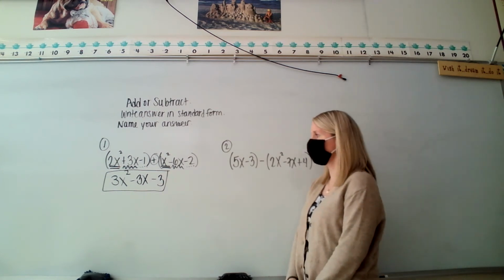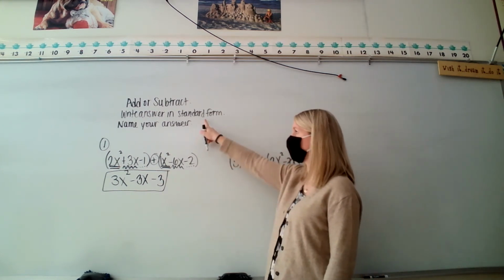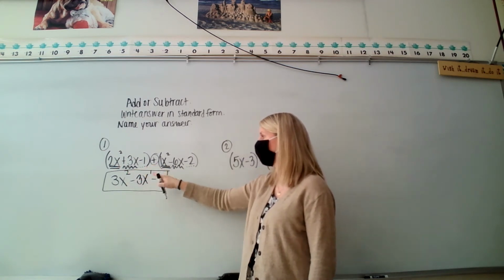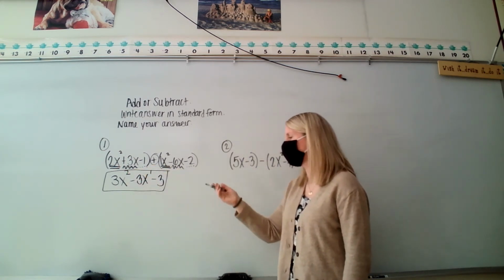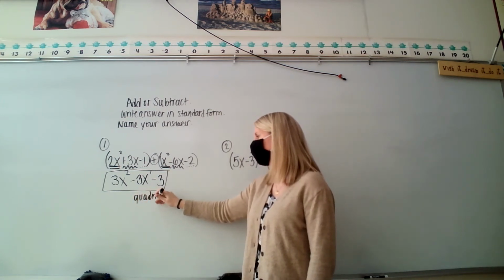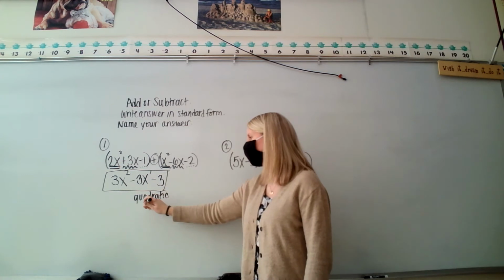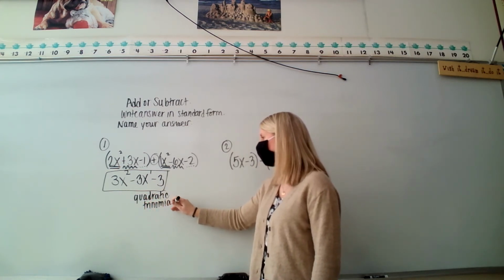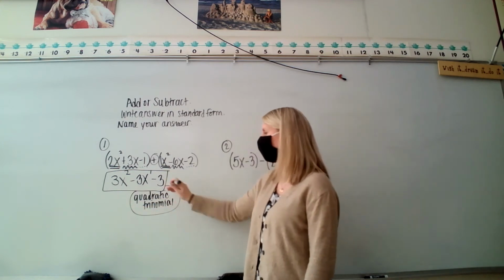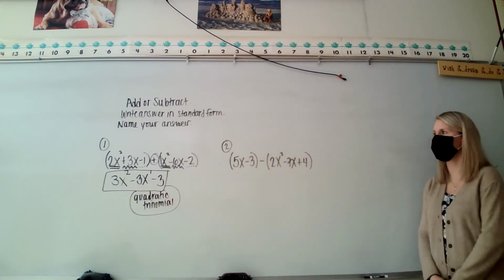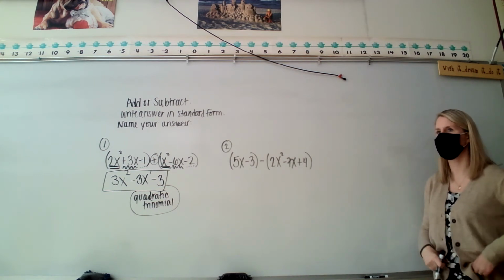And then it asks you to name it. Once again, just as a heads up, this is in standard form, because if I look at my exponents, they're going down in order, leading to my constant. And the name of this would be a quadratic trinomial. So just use those charts and you should be okay. Does anyone have a question with number 1?